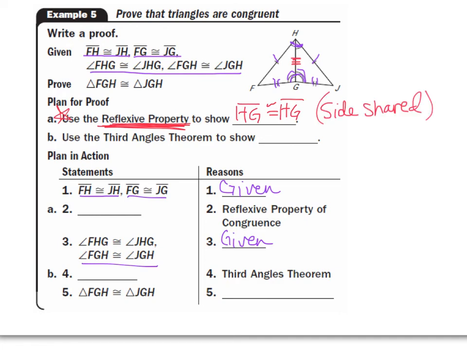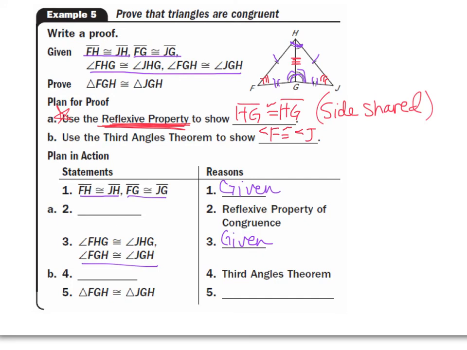In the third angles theorem, that means that if we already have two angles that are congruent in both triangles, then we know that the third angle will also have to be congruent. And if you remember, the reason is that all three angles have to add up to be 180 degrees. So if two of them are already matched up, then if we subtract from 180, the remaining angle will also be congruent. So we know that angle F is supposed to be congruent to angle J.